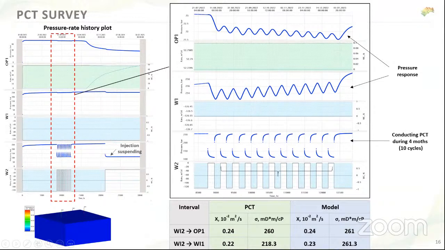And we assess the reservoir properties, diffusivity and transmissibility, from those pressure pulses. And we may see that it's pretty close to the reservoir properties which we used in the model. Good match on diffusivity and also good match on transmissibility. We also created here 10 pulses during 4 months.